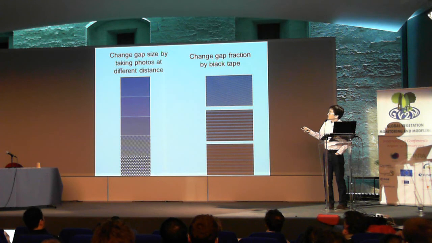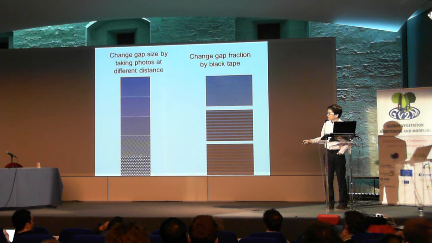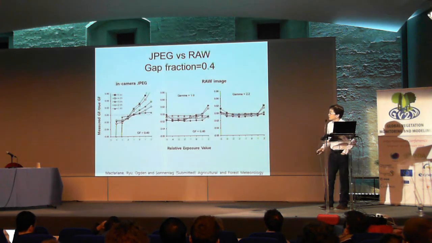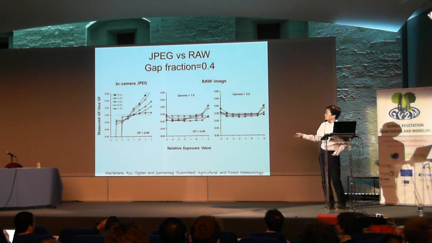We change the gap size by taking photos at different distances from the aluminum plate, and we also change the gap fraction by taping this flap. So this is the result. Here is JPEG, and here is raw image. The x-axis is relative exposure value in camera, and the y-axis is measured minus true gap fraction. So it is the bias.